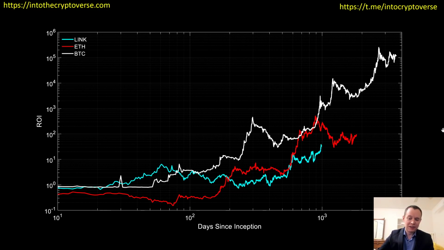If you want to see it on a log-log scale, so the last one was just log, this one is log-log. You can just basically see how it looks. It still looks pretty nice.